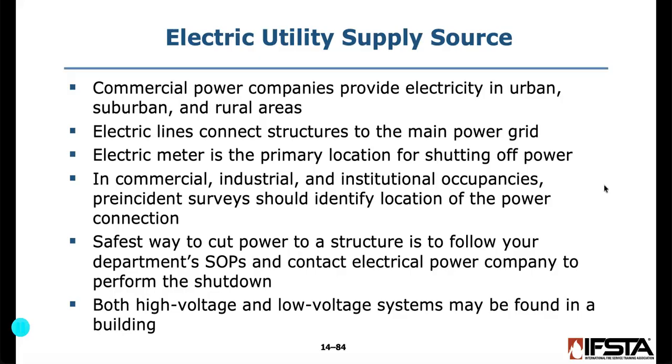Safest way to cut power to the structure is to follow your department's SOPs. Contact the electrical power company to perform the shutdown. Both high voltage and low voltage systems may be found in a building. So we want to really be careful with that. We get the electric company coming as soon as possible. Really, what we do is we try to shut down the panel, because the panel is the safest way to shut that down.